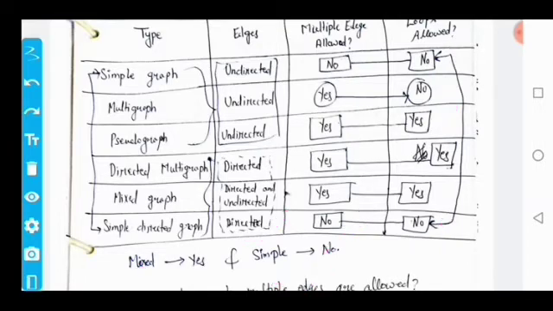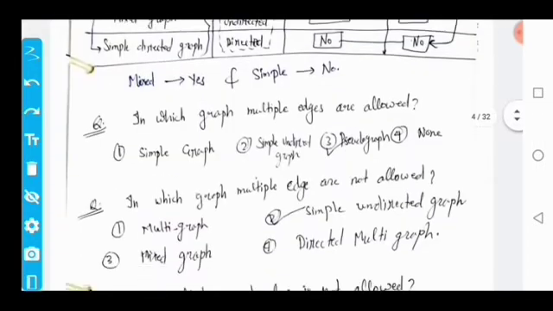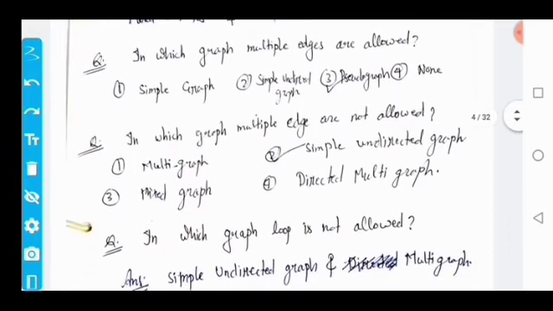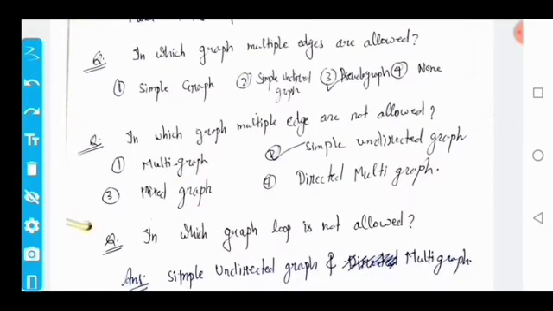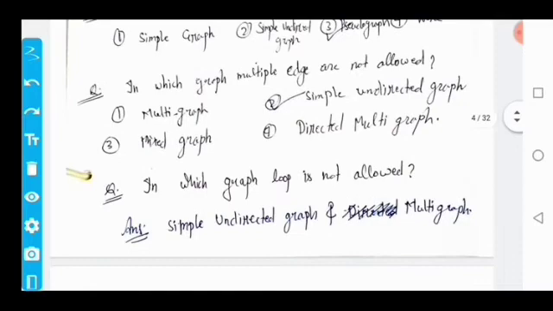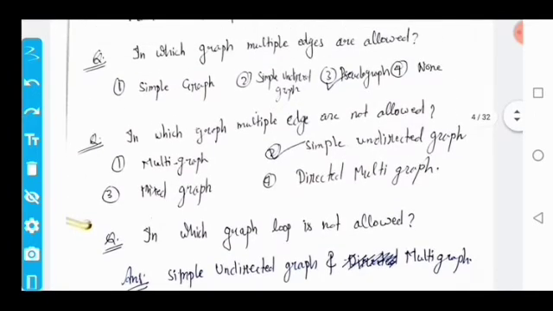Now come to some questions which are really important and based on the above table. So first is, in which graph are multiple edges allowed? So the options are option A simple graph, option B simple undirected graph, option C pseudo graph, and option D none of these. So the right answer is option C, means third, pseudo graph.